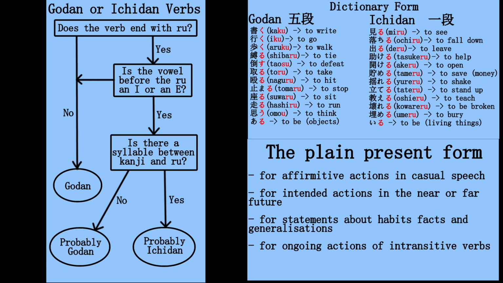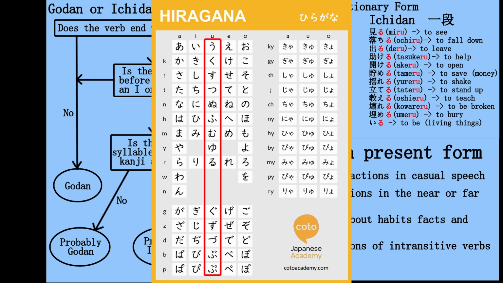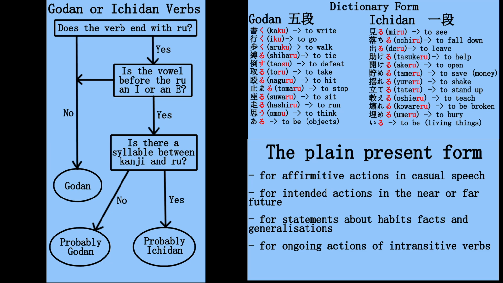Now to the summary. How can you identify a verb in the dictionary form? Simple, all verbs in the dictionary form end with a syllable from the third row of the hiragana chart, the U row. In other words, they end with U. For question 2, how can we find out if it is an Ichidan or a Godan verb? For the summary, I created the flow chart, which should also help during the practice.